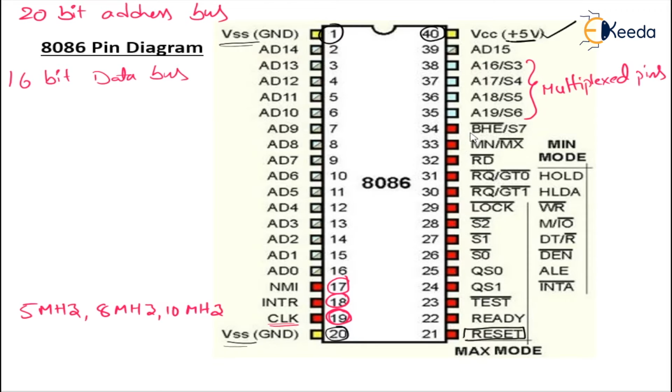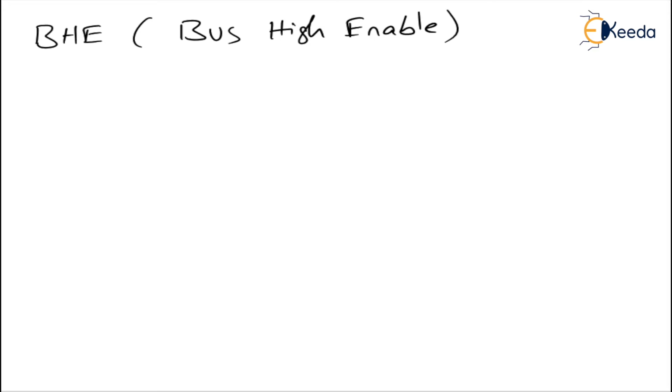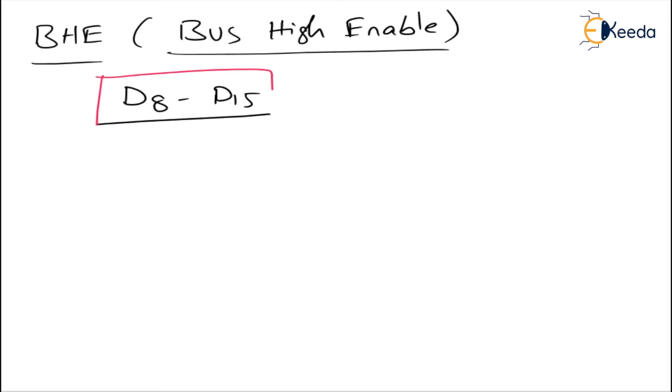Pin number 34 is what? Bus high enable. Remember, pin number 34, BHE, that means bus high enable. It is used to indicate the transfer of data using the data bus, that is D8 to D15. Remember, D8 to D15. This signal is low during the first clock cycle, thereafter it is activated.